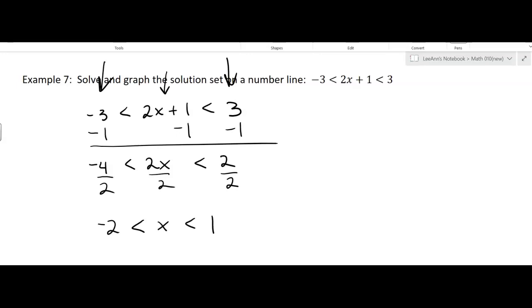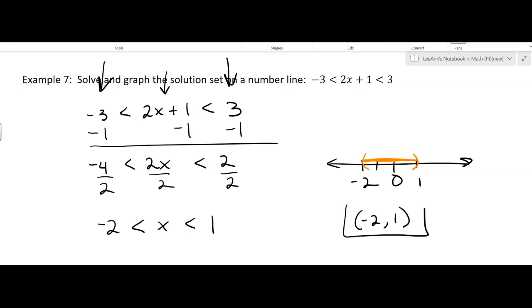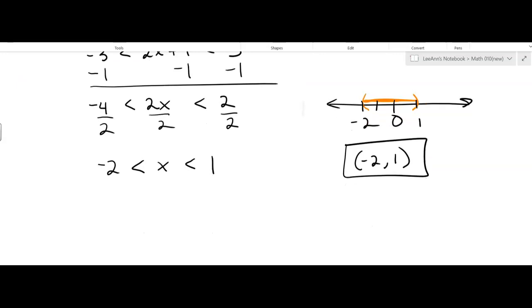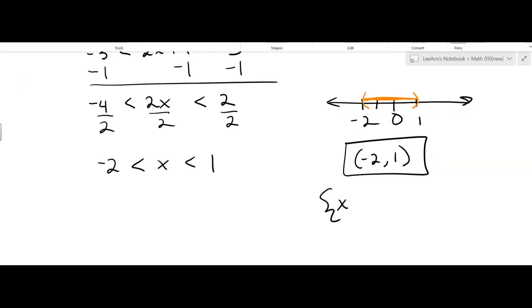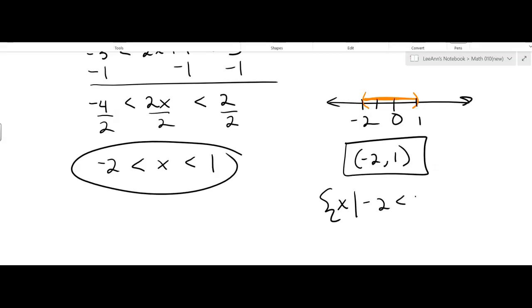Now they want me to solve and graph it on a number line. If I graph it on a number line, it's going to look like this. Here's -2 and here's 1. And we have just less thans, so parentheses. It's all the numbers between -2 and 1. In interval notation, it looks just like that: parenthesis -2, comma 1, parenthesis. In set builder notation, if you really want to do it, x such that -2 is less than x is less than 1. Okay, there you go.